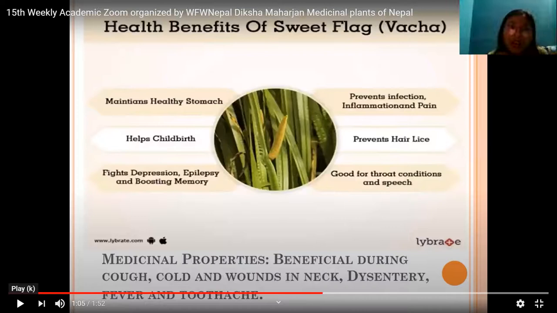So the health benefits of sweet flag, Vacha, are that it helps in childbirth, as it has some phytochemicals which induce uterine contraction during childbirth and make it easy. It helps to maintain a healthy stomach. It helps to prevent infection and inflammation, and the oil of this sweet flag also helps to prevent hair lice. It is very good for wounds in the neck or throat, good for throat condition, and it also helps during speech. It also fights depression, epilepsy, and boosts memory. It is also used for the common cold and dysentery.